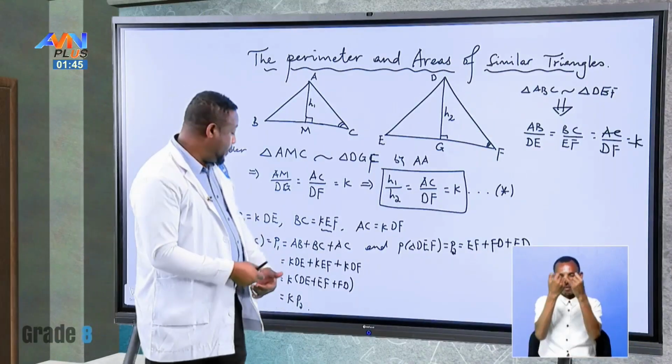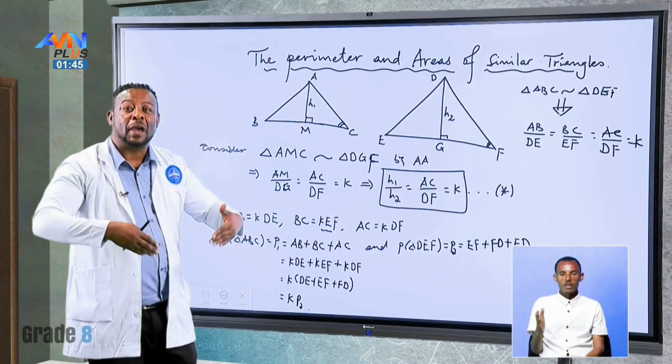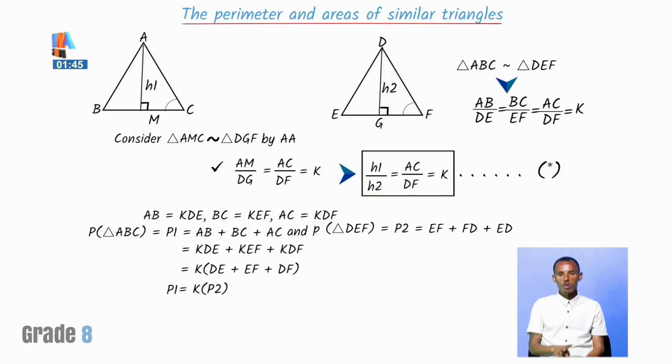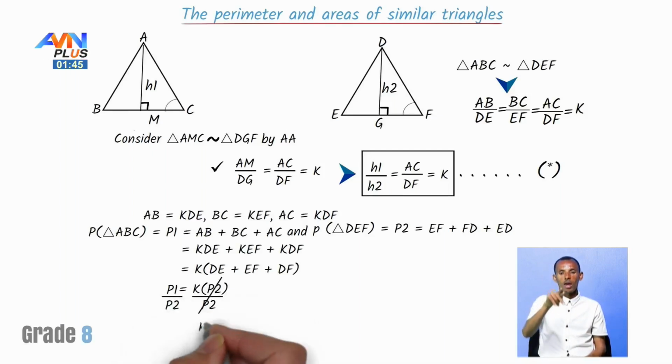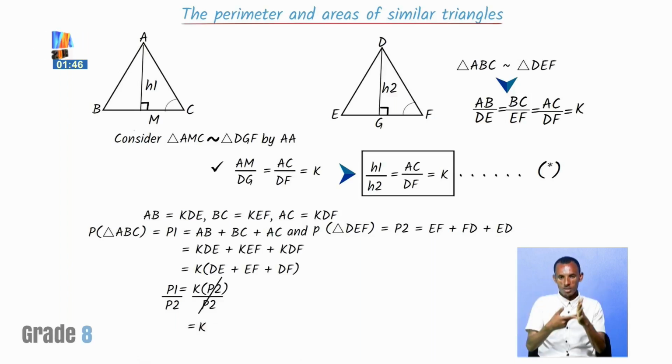Dividing both sides by P2, this tells us P1 is equal to K times P2. Now divide both sides by P2. Whenever you divide both sides by P2, you will have K. This implies P1 by P2 is K. Okay, now take this.